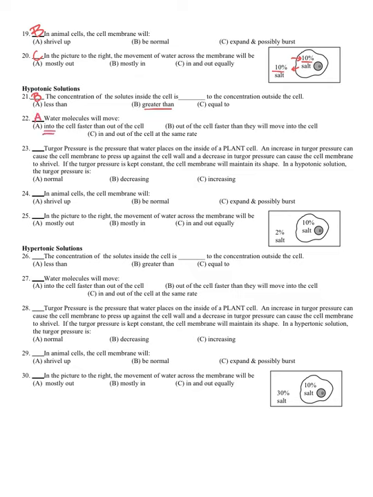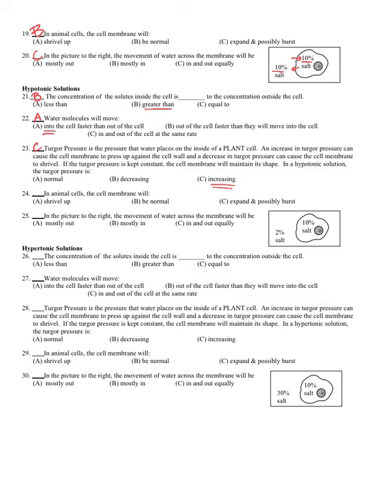Number 23. Turgor pressure is the pressure that water places on the inside of a plant cell. An increase in turgor pressure can cause the cell membrane to press up against the cell wall, and a decrease in turgor pressure can cause the cell membrane to shrivel. If the turgor pressure is kept constant, the cell membrane will maintain its shape. In a hypotonic solution, the turgor pressure is increasing, and this is because water is rushing into the plant cell, so it puts more pressure on the cell membrane from the inside.